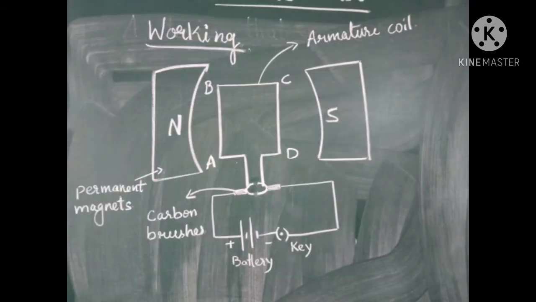Now this is the labeled diagram of the electric motor. This is taken from your NCERT book, children. You need to draw this in your copy as well, and you need to learn to draw this particular diagram. Let us see the working now.